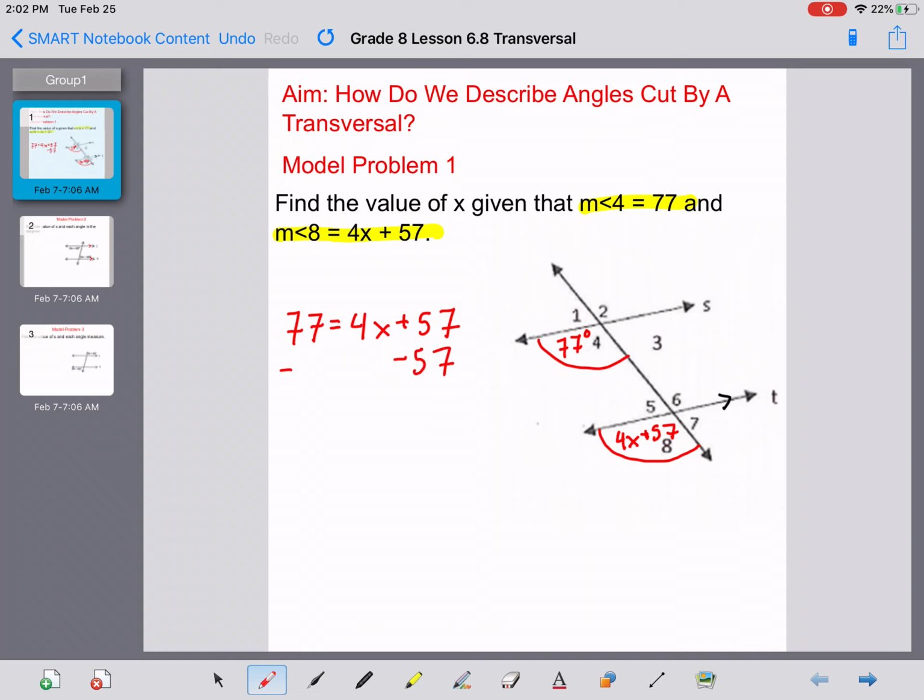I can subtract 57 from both sides. 20 equals 4x. Divide both sides by 4. 20 divided by 4 is 5. So I have 5 equals x.